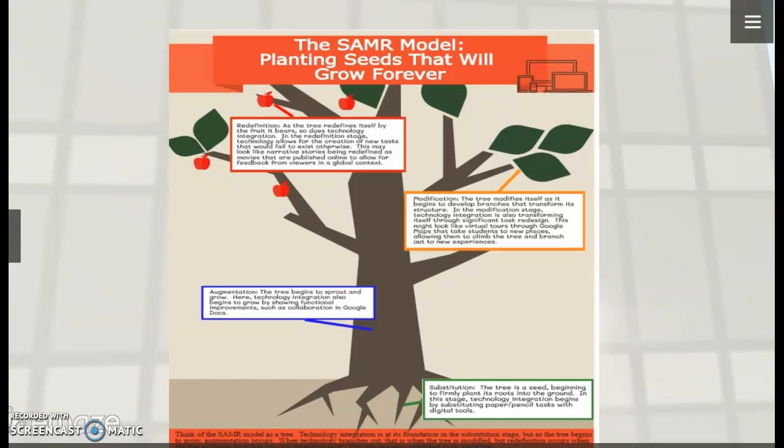And then finally, redefinition. As the tree redefines itself by the fruit that it bears, so does technology integration. In the redefinition stage, technology allows for the creation of new tasks that would fail to exist otherwise. So again, just considering what that might look like with a narrative story being redefined as a movie that might be published online to allow for feedback from viewers in a global context.